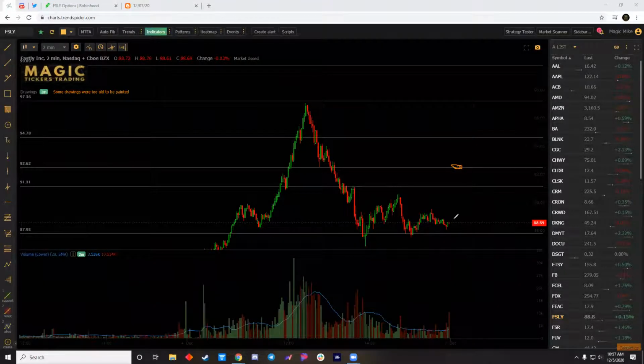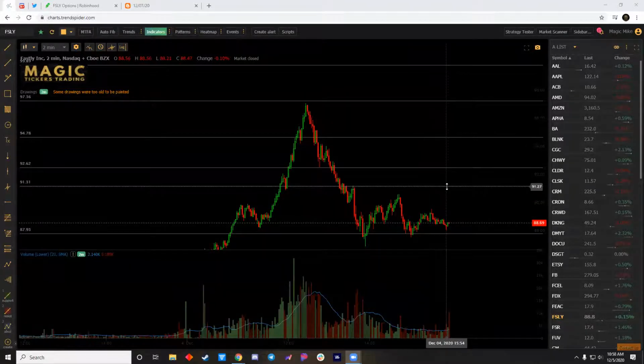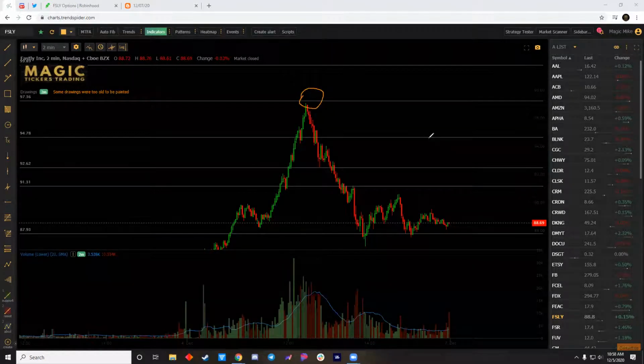Fastly moves pretty quickly. So we'll enter right here, and if we break that area, we can feel confident to go to the next target and the next target and the next target and so on. So that right there is a pretty good move. Entry right there, break right there, break right there, break right there. But the higher up we go on these price targets, guys, the more itchy I am to go ahead and sell my entire position.